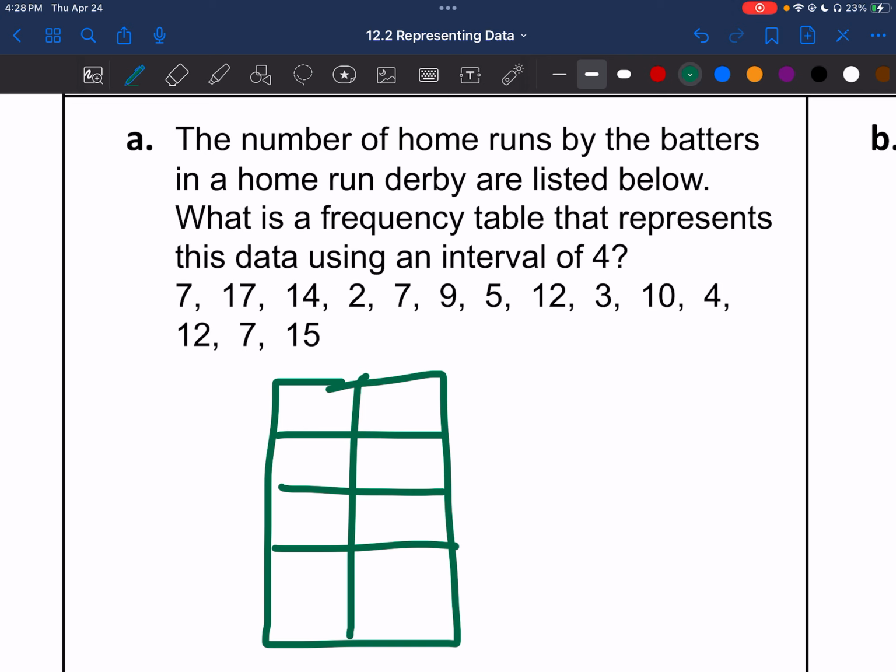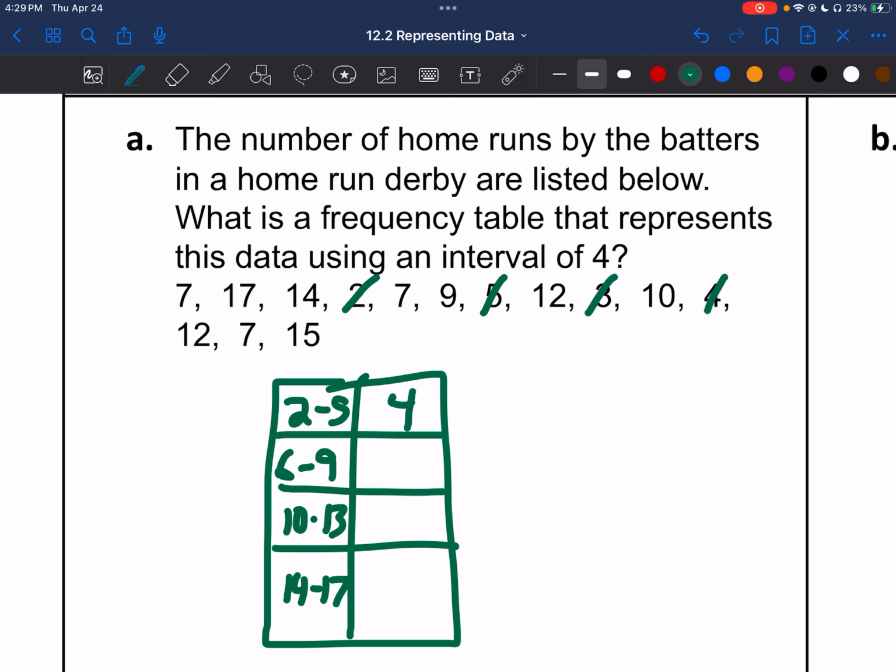So 2 through 5, right? Because that counts 2, 3, 4, and 5. So that's 4 values. And we've got 6 through 9. We have 10 through 13, and we have 14 through 17. And now we just need to count up. How many do I have in each interval? So how many do I have from 2 to 5? I have 1, 2, 3, 4.